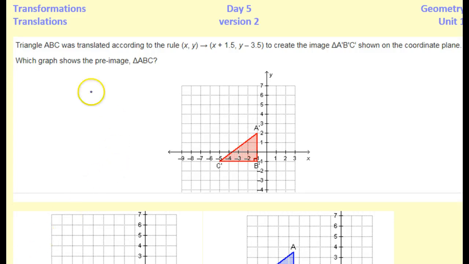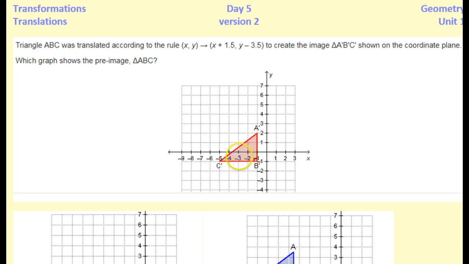Well, this video is about translations. That's where you take an image and you just slide it across the page without changing the size or turning it in any way. The A prime, B prime, C prime, these little apostrophes indicate that this image is the result of such a slide, a translation.